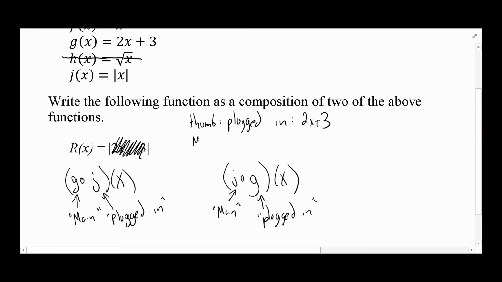So that means the main thing, or what was left, was the absolute value. So if we look back and say, all right, well, if the main thing was the absolute value, that was the J, this must be the right way of going about it then. So that's how I would approach it.